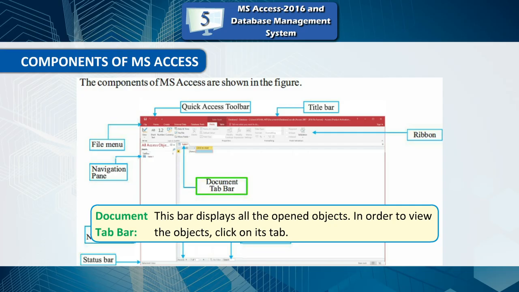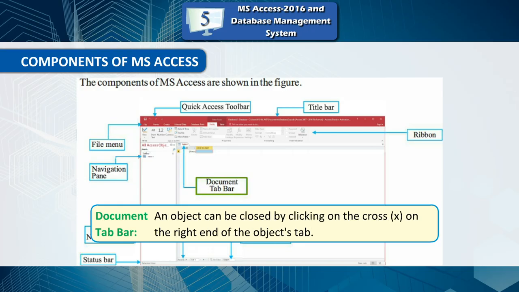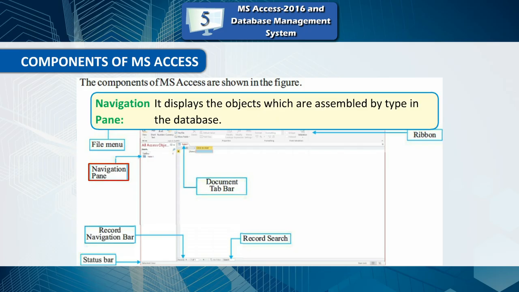Document tab bar. This bar displays all the opened objects. In order to view the objects, click on its tab. An object can be closed by clicking on the cross X on the right end of the object's tab.